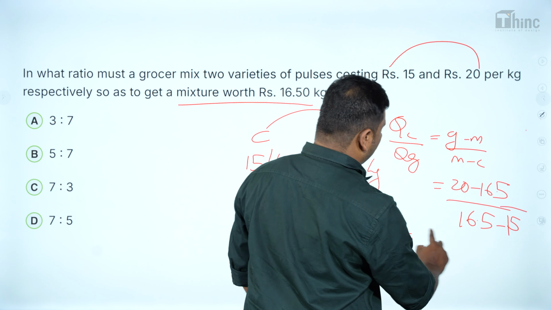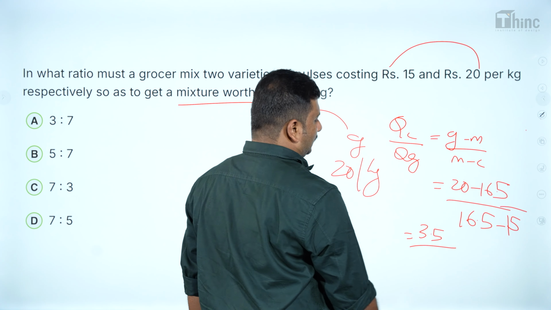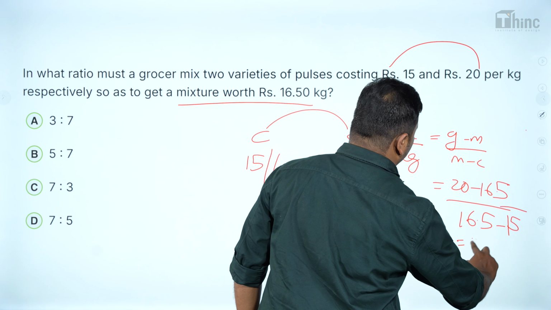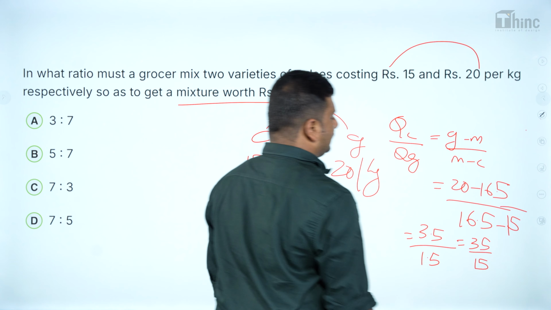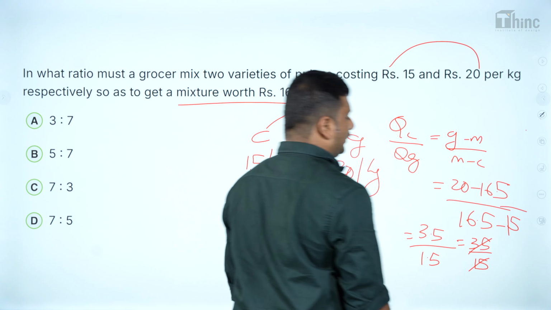So when we do this, what will we get? We'll get 3.5 by 1.5, which is 35 by 15. So we can cancel these two by 5. So what will we get when you cancel this by 5?